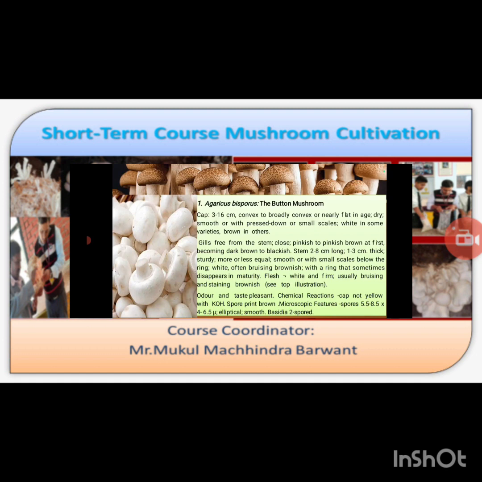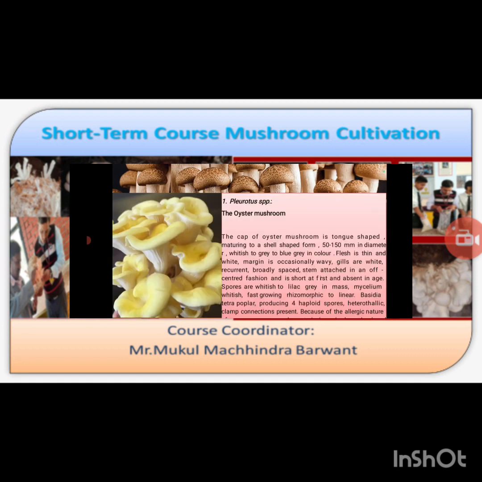The odor and taste are pleasant. Chemical reaction: cap not yellow with KOH. Spore print brown. Microscopic features: spores are 5.5 to 8.5 by 4 to 6.5 microns, elliptical, smooth, with basidia bearing two spores. That is the overall characteristics of Agaricus bisporus.